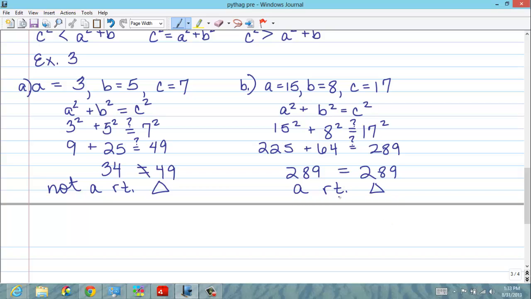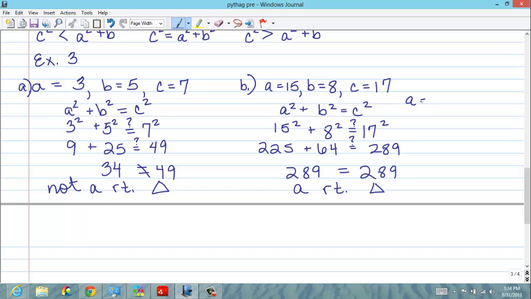Okay, and anytime we have 3 numbers that will actually work in the Pythagorean theorem, we have identified a triple. Triples are sets of numbers that will always work in the Pythagorean theorem along with their multiples. So here's an example of a triple: 8, 15, and 17. That also means that any multiples of these numbers would also work in the Pythagorean theorem.